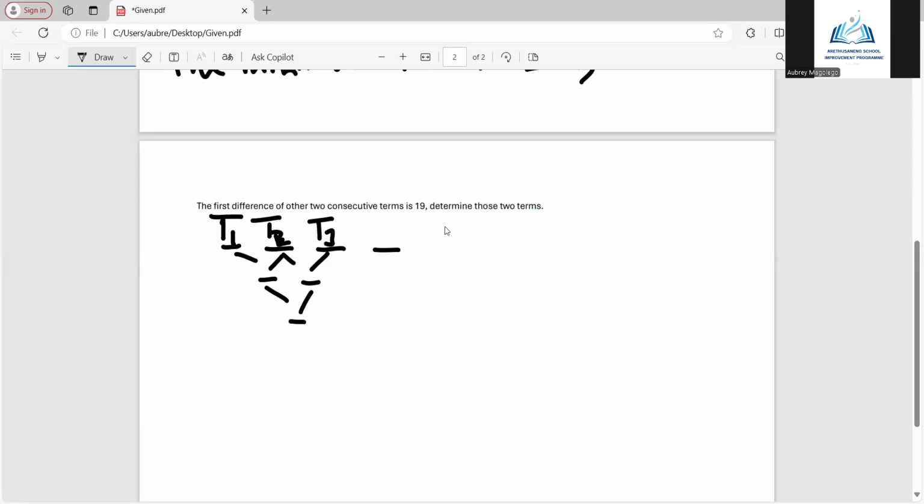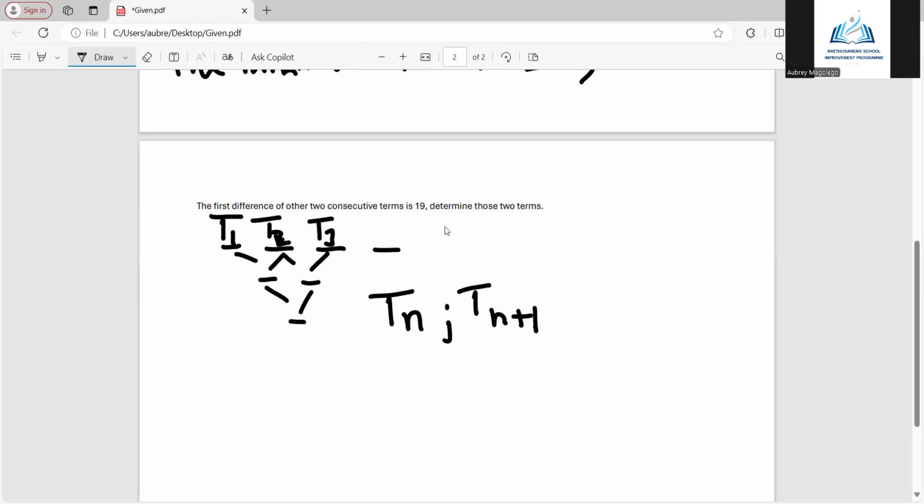So they said the two consecutive terms in the quadratic number pattern, their first difference is equal to 19. We don't know those terms, but we can assume that the position of the first term is n. Then the position of the second term will be n plus 1. Like we say, the term is Tn, so the following term will be T(n+1).